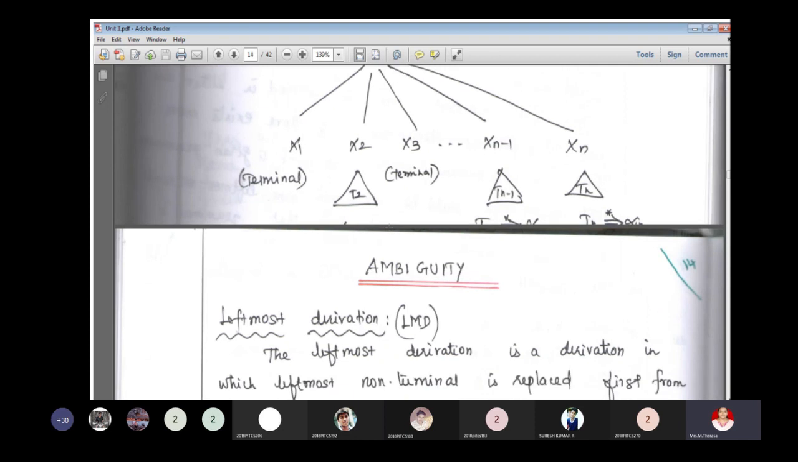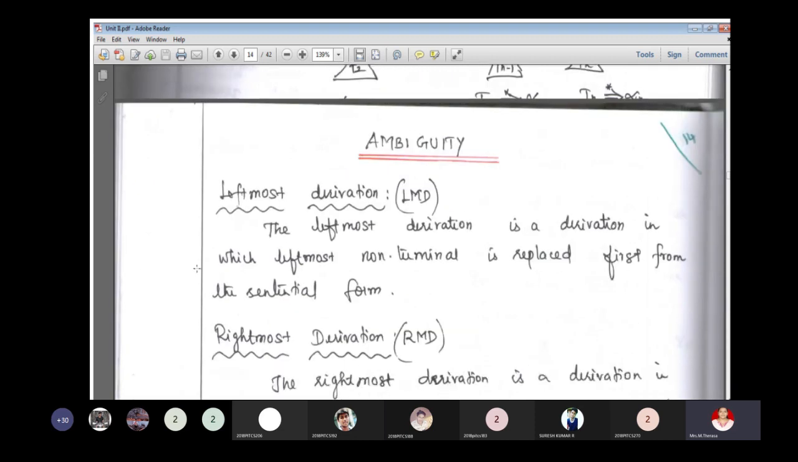Okay, next. When we talk about the language, definitely we'll be having an ambiguity. Similarly, some of the grammars may be ambiguous grammars. In order to learn about this ambiguity of the grammar, first we have to know two sets of derivations, the leftmost derivation and the rightmost derivation. First we'll see about the leftmost derivation.